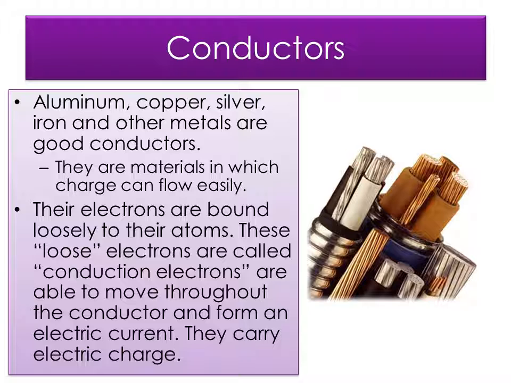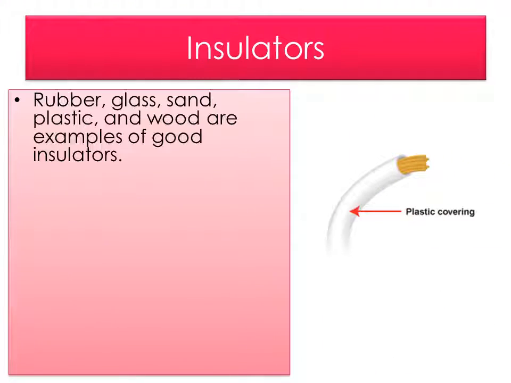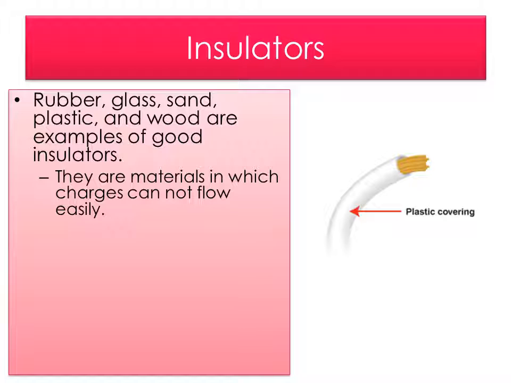So remember, because the electrons in conductors move easily, their atoms often become positively charged, and the current can move pretty quickly through them because the negatively charged electrons can move through these materials. Insulators, on the other hand, such as rubber, glass, sand, plastic, and wood, are examples of good insulators. They are materials in which charges cannot flow easily.